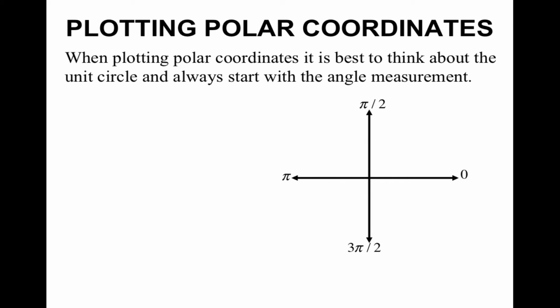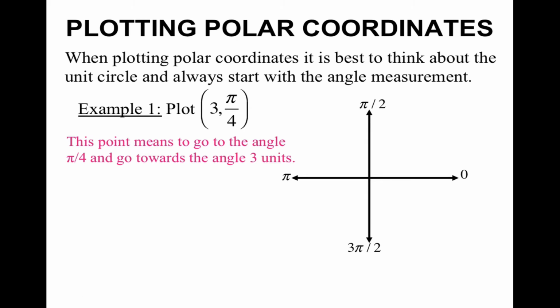Now, how do we plot polar coordinates? When plotting polar coordinates, it is best to think about the unit circle and always start with the angle measurement. So instead of this being your normal x, y grid, you're thinking in terms of the unit circle: 0, pi over 2, pi, 3 pi over 2. If I wanted to plot the point 3, pi over 4, that means I want to go to the angle pi over 4 and go towards the angle 3 units.